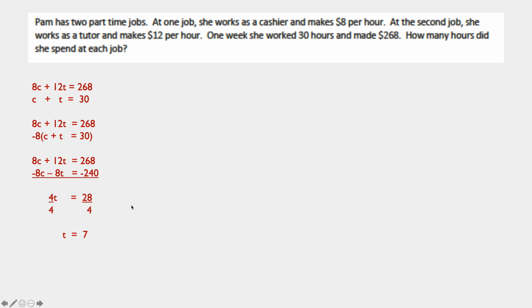That is correct. Got to go to either original equation to find the c. Now, that bottom equation looks a whole lot simpler to deal with. So c plus t equals 30. C plus 7, because the t is a 7, is 30. So that means that c is 23. And those are your correct answers. 23 hours as a cashier and 7 hours as a tutor.